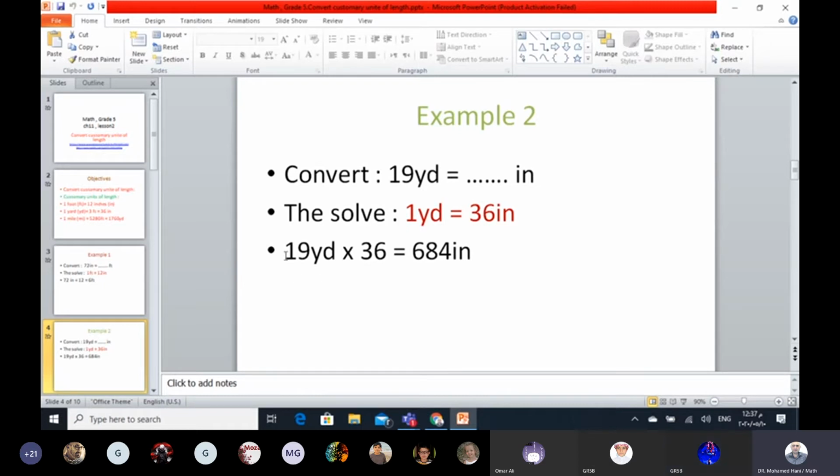So take 19 multiply by 36. 19 multiplied by 36 will be 684 inches.